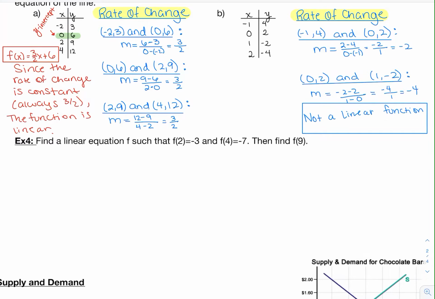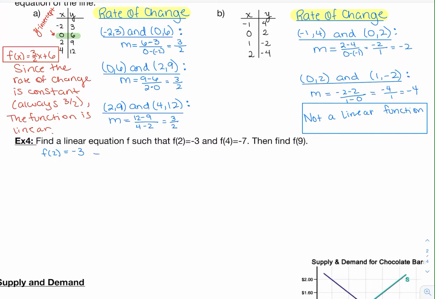This is section 2.1, part 4, example 4. Find a linear equation such that f of 2 equals -3 and f of 4 equals -7. So we have done this before, but we did it with a pair of points. Well, it turns out these are just a pair of points, just written in a different way.